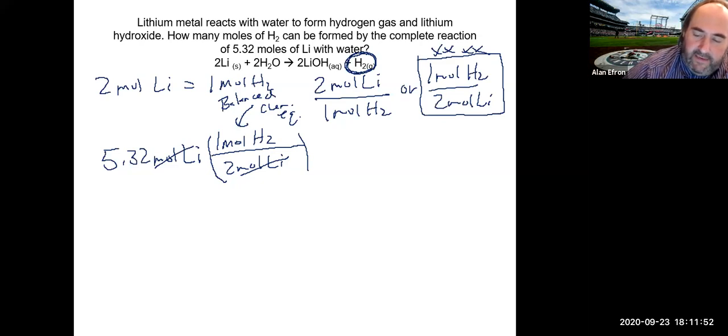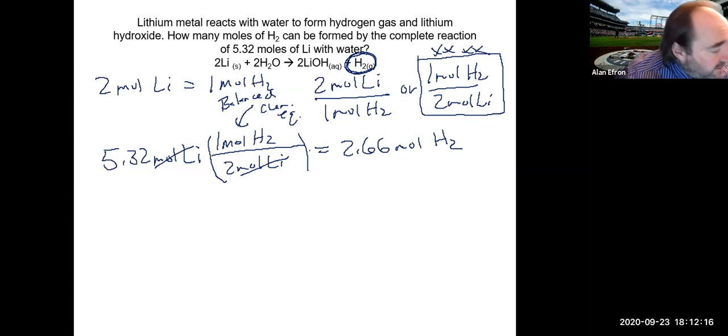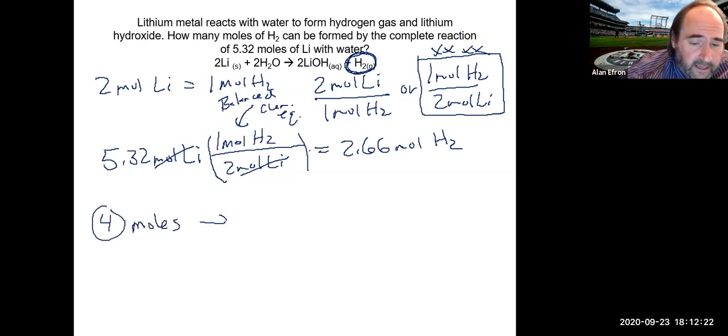And maybe my calculator will stay on long enough to divide it by 2 since it's late. 2.66 moles of H2. So that is the third step. That is the stoichiometry step. And as you could hopefully see, it really is nothing more than just a conversion. Now, there typically is a fourth step, and the fourth step is to take the moles and convert it to another unit.